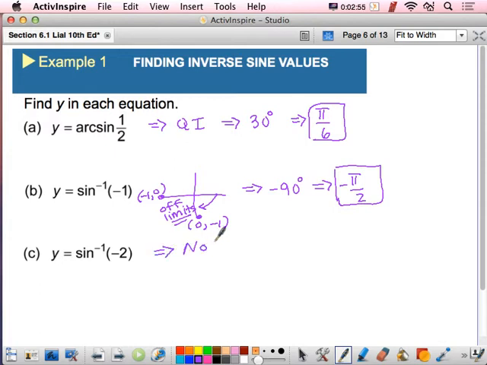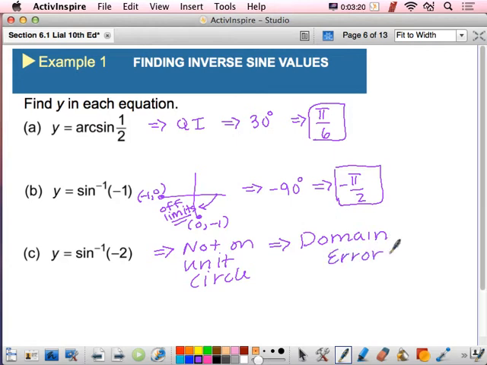Ooh, this is bad. So not on unit circle. When we consult a calculator, we get an error. Does it say domain error? Yes, we get a domain error. Does anybody know why? Because it's not in the domain. Yeah. The original sine function can only range between -1 and +1. It can't have a value of -2. It's outside of that range of the original and the domain of the inverse. On that blue chart you showed us.